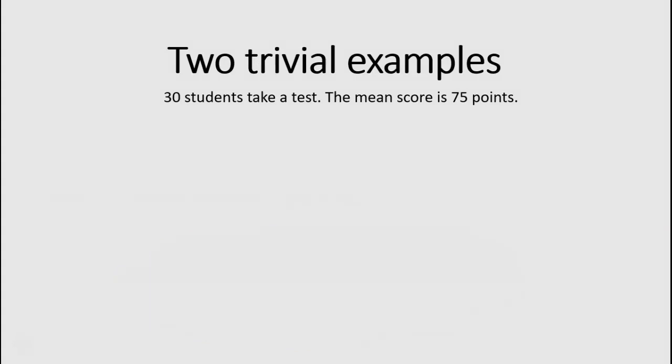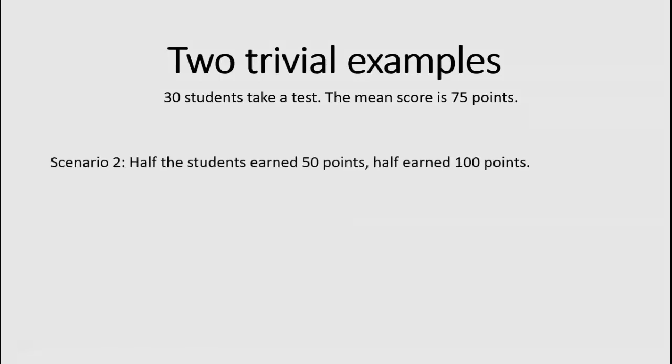Now let's try scenario 2. Here, half the students earned 50 points, while half earned 100. A very different situation indeed. Instead of everyone doing pretty well, half the students had perfect scores, while half failed. Still, the variation is simple enough in this case that we can guess the standard deviation without having to do any elaborate calculations. So we ask again, what is the standard deviation in this case?